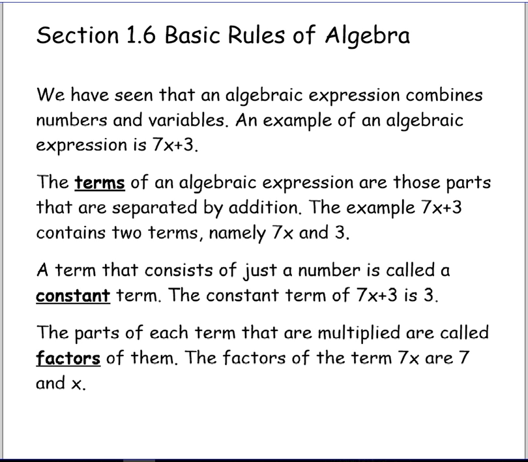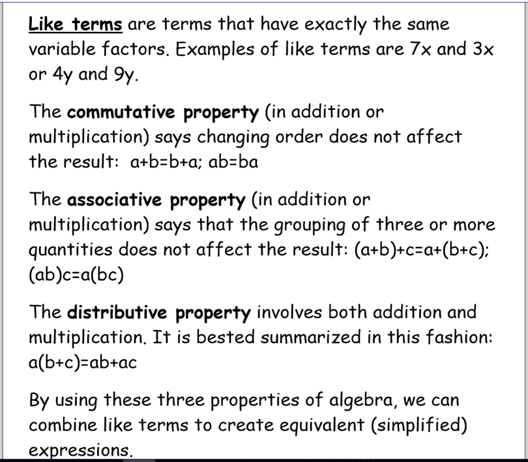The parts of each term that are multiplied are called factors of them. The factors of the term 7x are 7 and x. Like terms are terms that have exactly the same variable factors. Examples of like terms are 7x and 3x, or 4y and 9y.